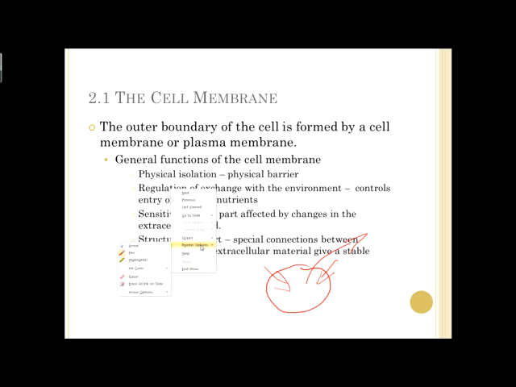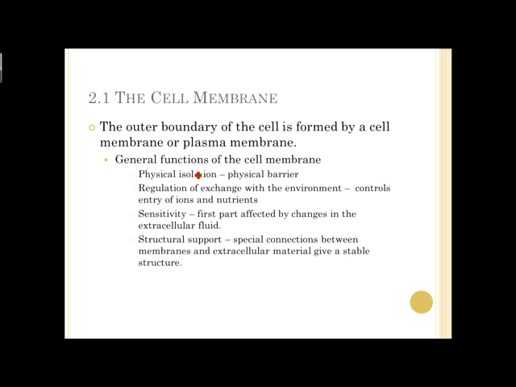So again here, I'll erase this and go over these. Physical isolation, regulation of exchange with the environment, sensitivity, the first part to be affected by changes in the extracellular fluid. So if you had a big change in the extracellular fluid, it would immediately start changing the intracellular environment because of the way that the intracellular environment interacted with its home and its surroundings. And then you have structural support. Special connections between the membranes and extracellular material give a stable structure.